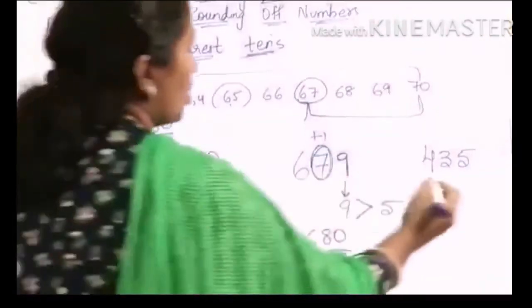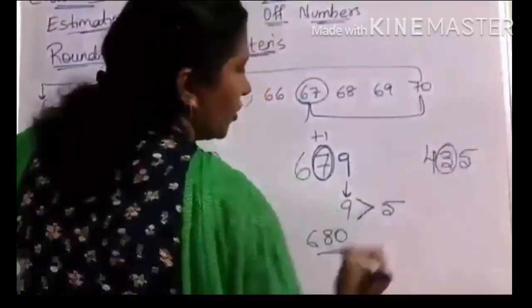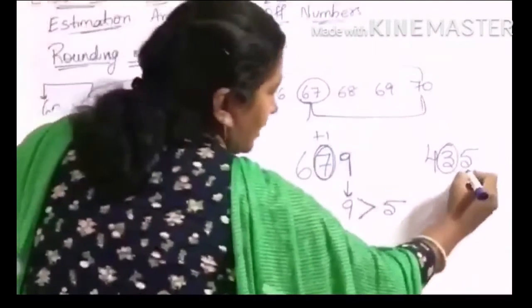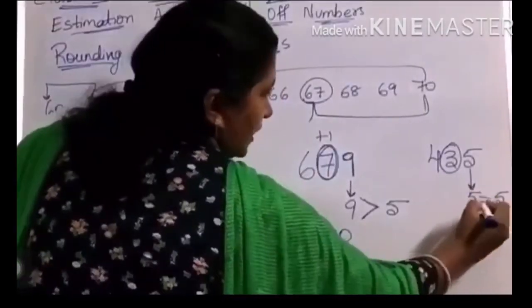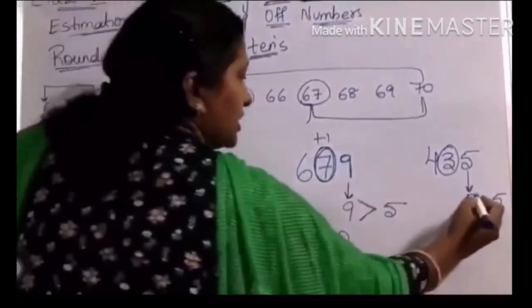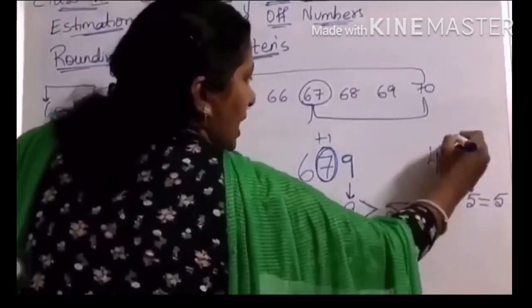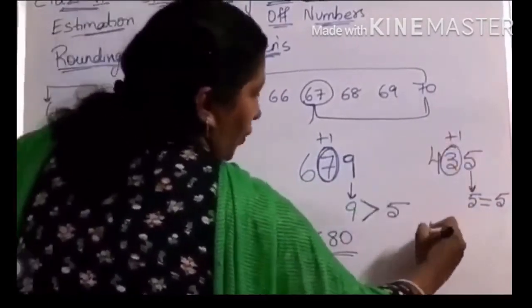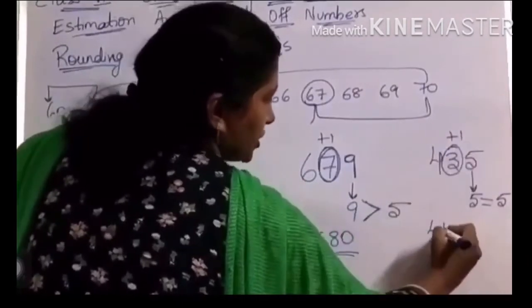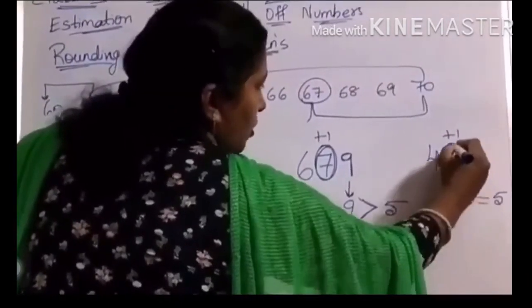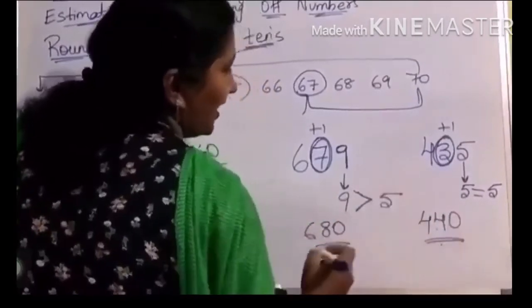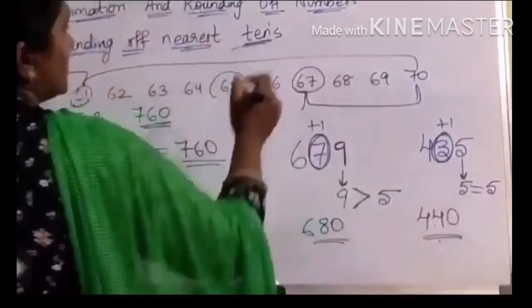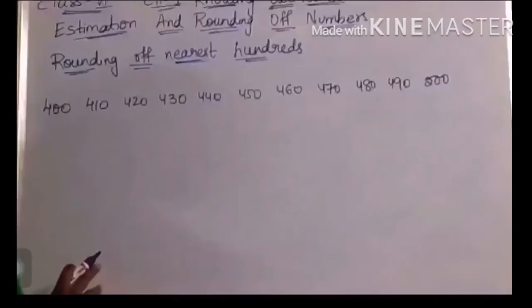One more example. 435. Round off nearest tens. Here, compare this next number with 5. It is equal to 5. Then if it is equal to or greater than 5, you should add 1 to this number. So 3 plus 1 is how much? 4. And after this round off, how many digits are there? 1 digit, you keep 0. So 440 is the answer.